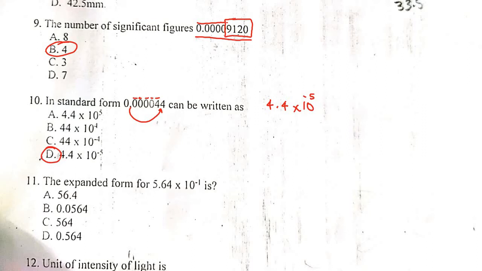The expanded form or the ordinary form of this expression will be, so 5.64 times 10 raised to the power minus 1. To simplify this, let's move 10 raised to the power 1 in the denominator. So the ordinary notation will become 0.564. Correct answer will be option D.